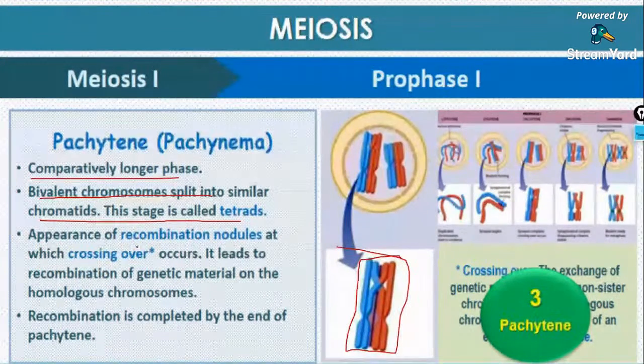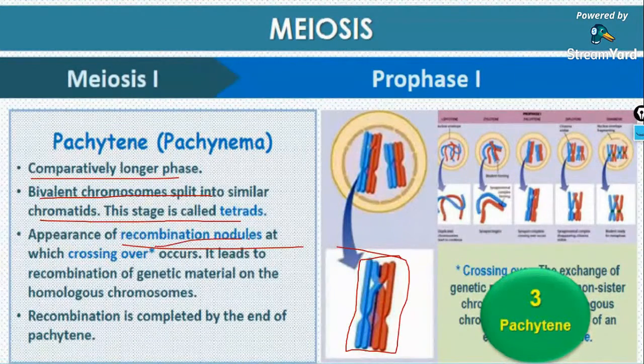Appearance of recombination nodules at the cross at which crossing over occurs. Then what is this crossing over? Crossing over, as we have discussed, is the exchange of genetic material between non-sister chromatids of homologous chromosomes.